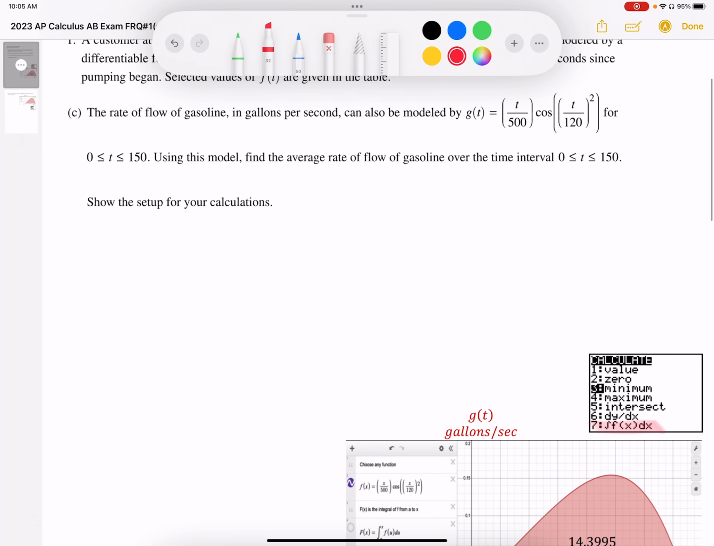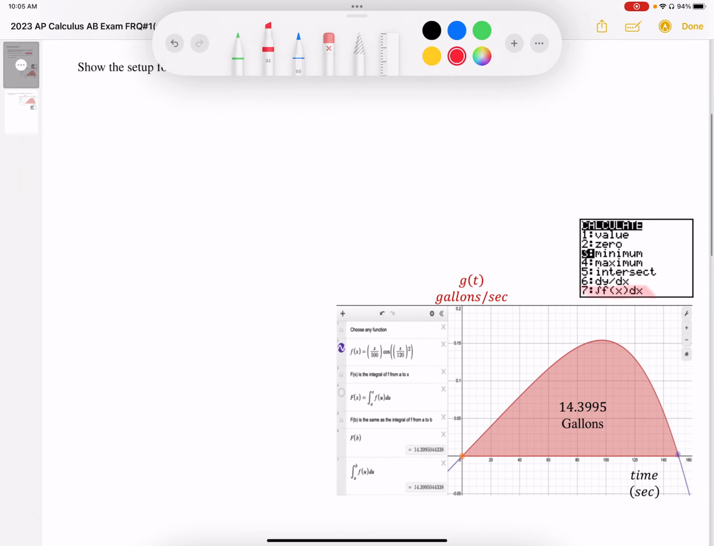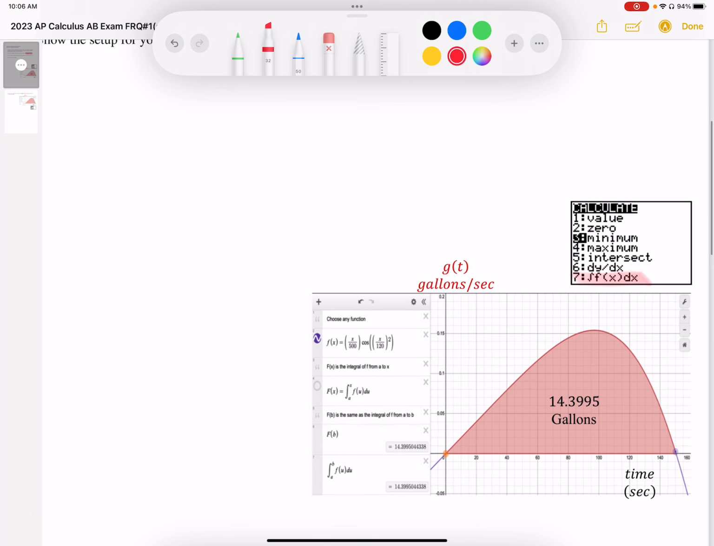First thing we have to do is graph this function on the graphing calculator. The graph should look something like this. When we adjust our window, I've set x from about 0 to 160, and our y coordinates are not going to be greater than 0.2, so I've made my y max 0.2.